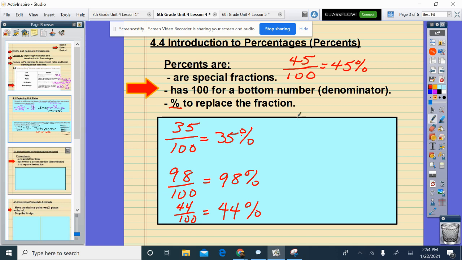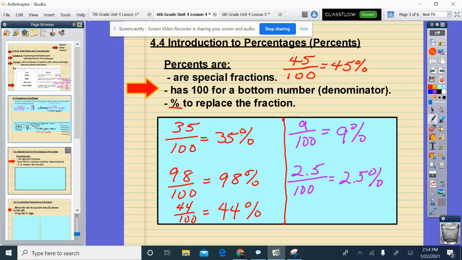Okay, well, let's talk about some single digits. How about 9 hundredths? Well, that would give you 9%. And then how about 2.5 hundredths? Well, that would be 2.5%. So you can even have decimals in percents also.